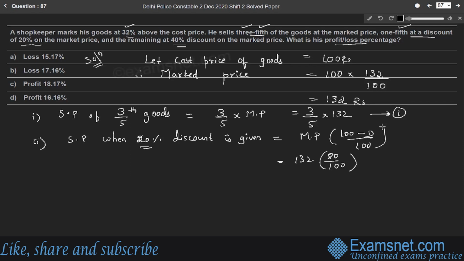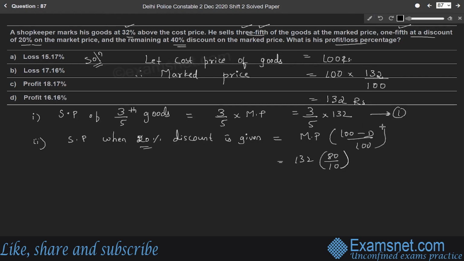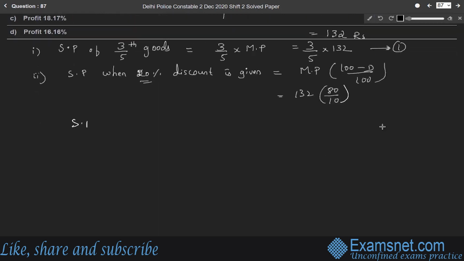So our next part is for the 1/5 part. Therefore, selling price of 1/5 goods is equal to 1 by 5 into, simplifying, 132 into 8 by 10. So 132 into 8 by 10 gives 105.6. So 1 by 5 into 105.6. Consider this as equation 2.